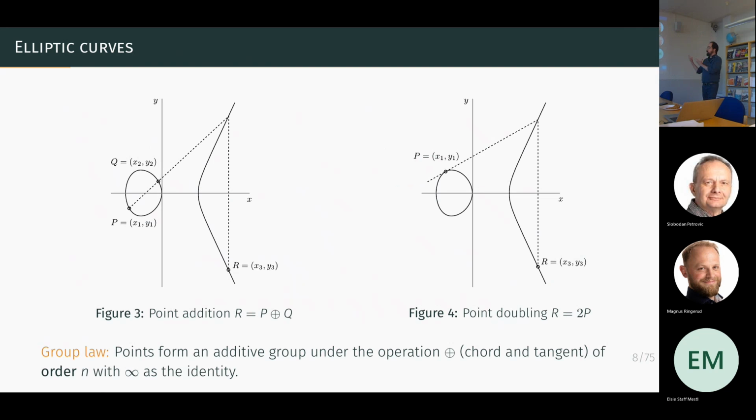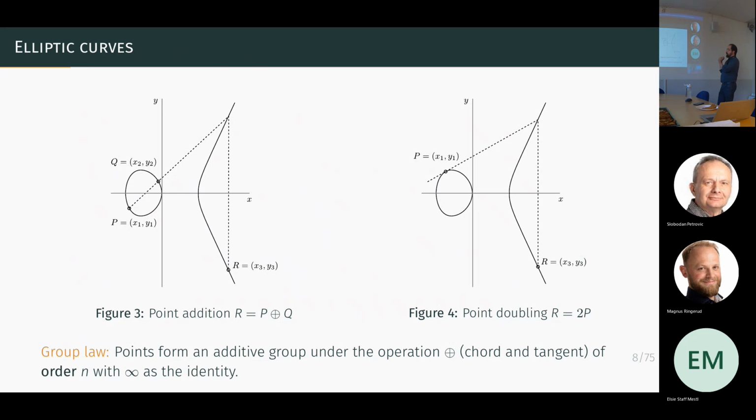This is a group, so of course the elements in the group are points that satisfy the curve equation, and we have a group law, right? It satisfies all the properties you expect from a group law. So it's associative, commutative, you have inverses and so on.